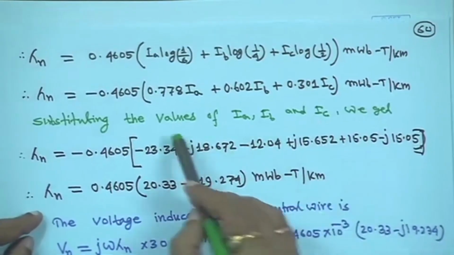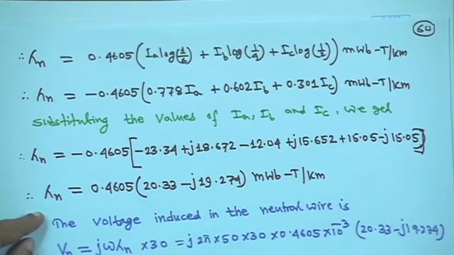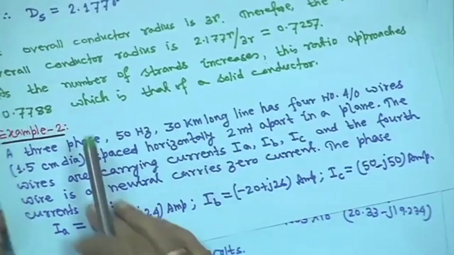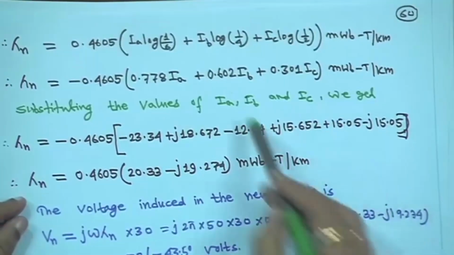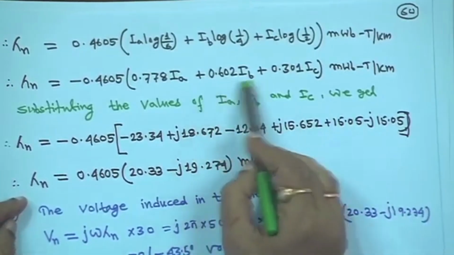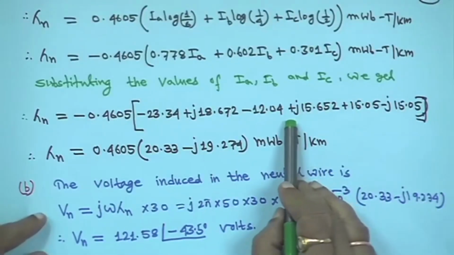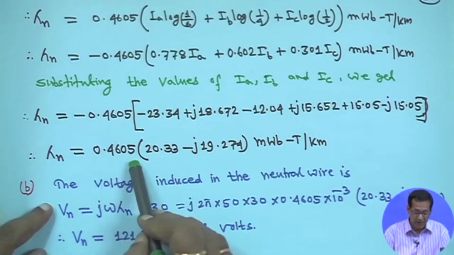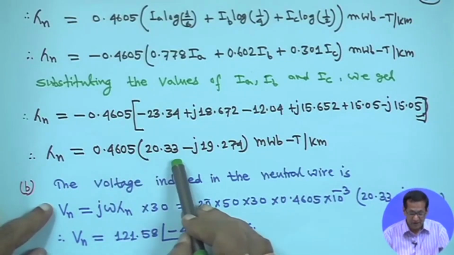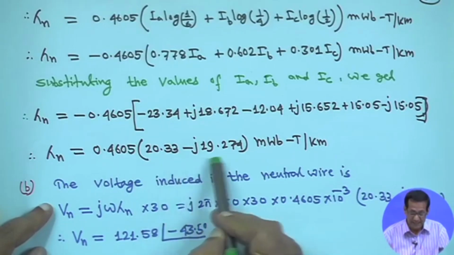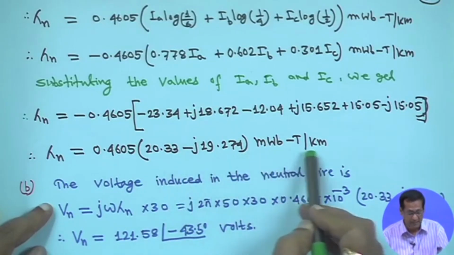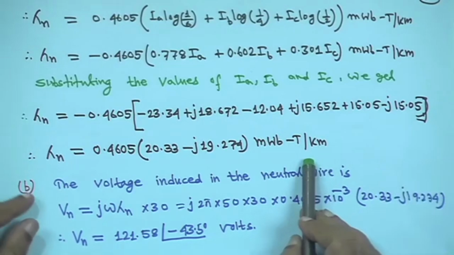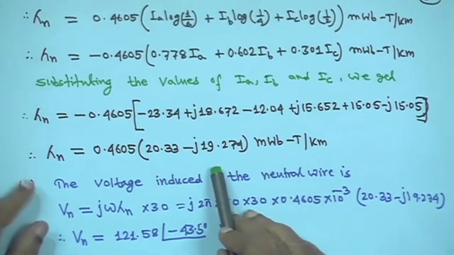Now after this you substitute the values of IA, IB and IC, which are all given. I have written one step here, skipping this one. The final one is lambda N is equal to 0.4605, in bracket 20.33 minus j 19.274 milliweber turns per kilometer. So the flux linkage with the neutral wire, this is the expression, is a complex one.